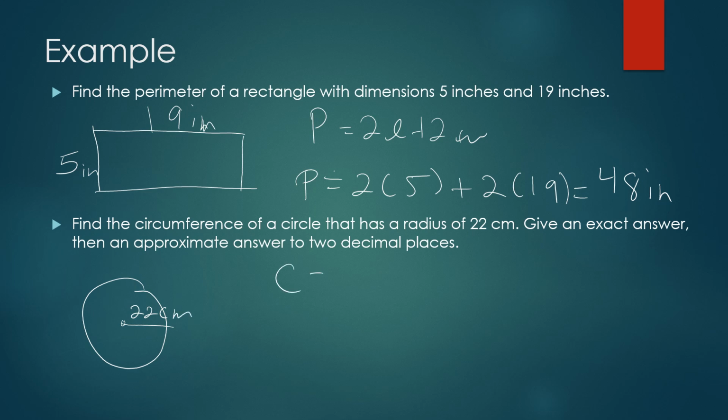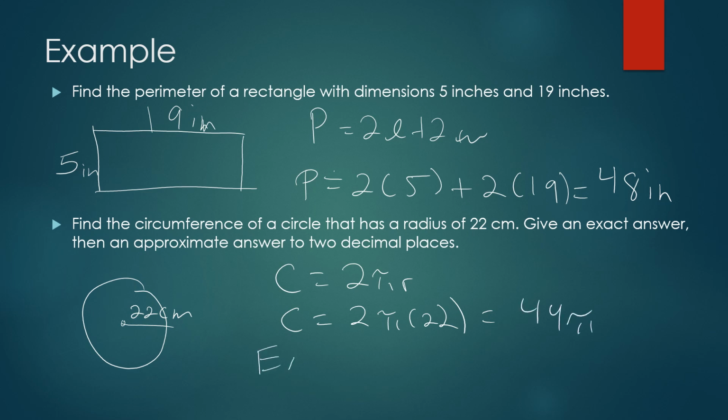Now the formula: circumference is 2 times pi times r. When we say an exact answer, we want to leave the final answer in terms of pi. In other words, we're not going to replace pi with 3.14. So for my exact answer, if I plug in my r, I'm going to get C equals 2 times pi times 22, which of course gives me 44 pi.